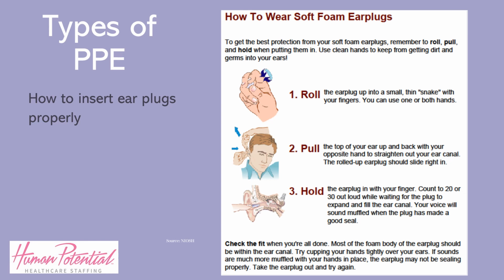You're going to hold the earplug with your finger, count to 20 or 30 out loud while waiting for the plug to expand and fill the ear canal. Your voice will sound muffled when the plug has made a good seal. You're going to want to check the fit when you're done. Most of the foam body of the earplug should be within your ear canal.